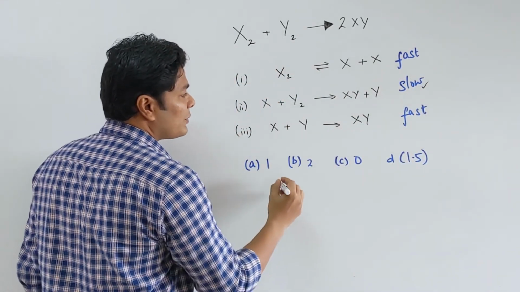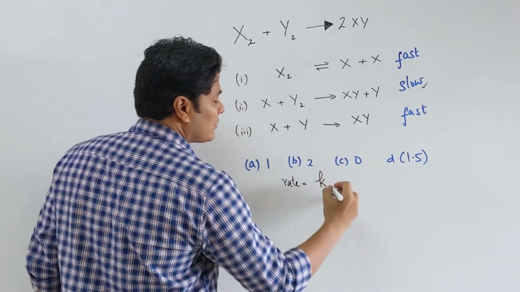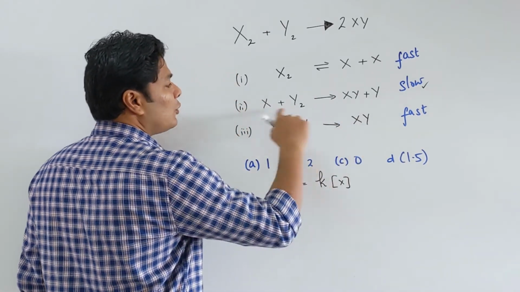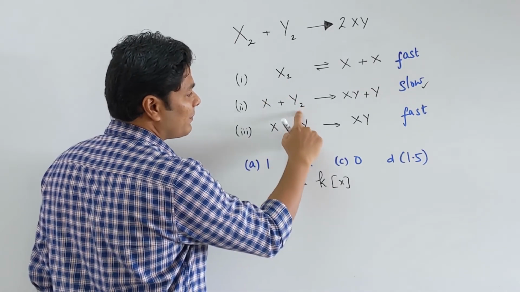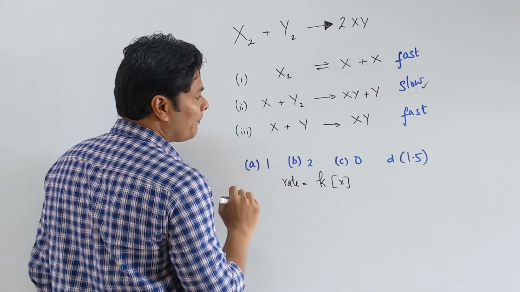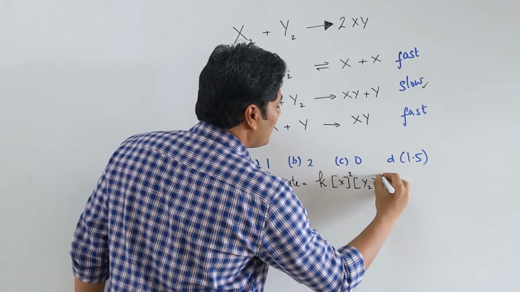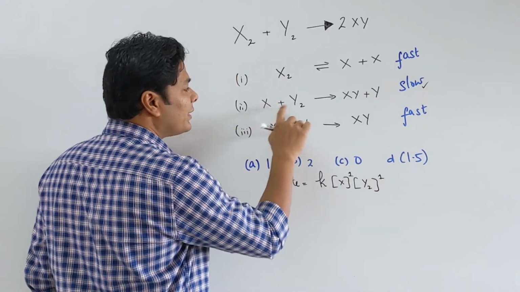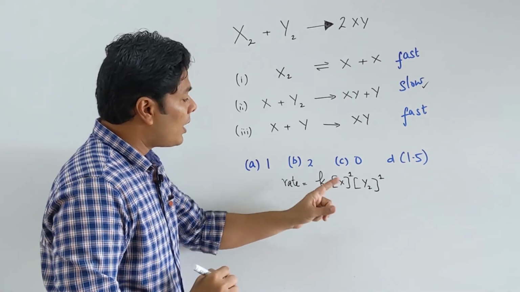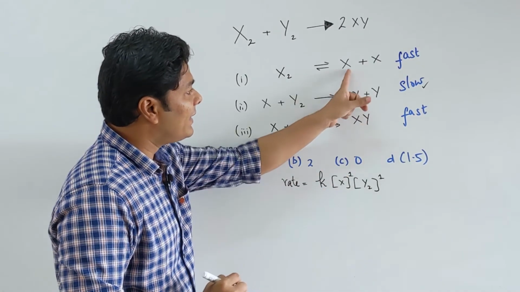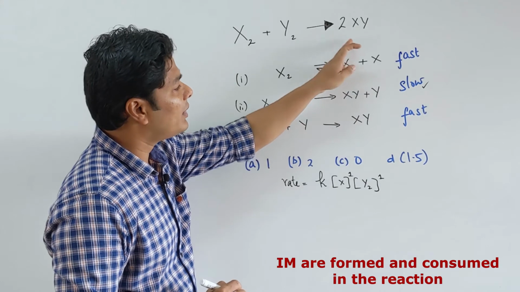So now that I have my slowest step, I can write rate equals some rate constant times what's given in the slowest step. Just a quick refresher: molecularity of the first step is 1, molecularity of the second step is 2, molecularity of the third step is 2. So here I have X, Y2, each to the power 1. Basically the order is the coefficient in the slowest step. Now this looks like second order, but one of the species present here is an intermediate. X is an intermediate. It's not present in the balanced equation, so anything that is not in the equation is an intermediate.